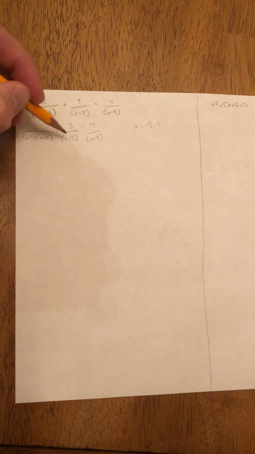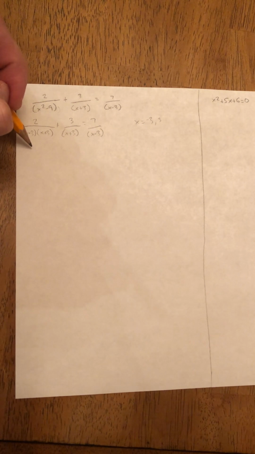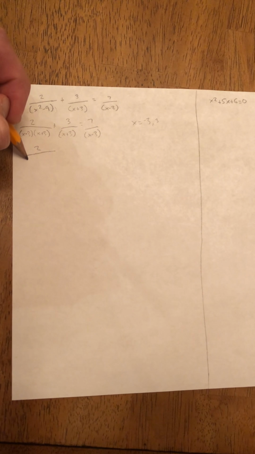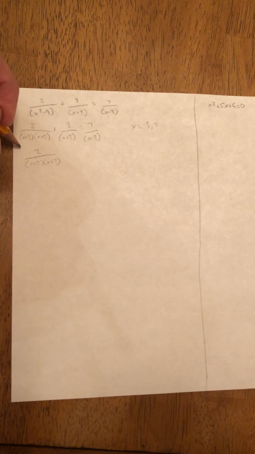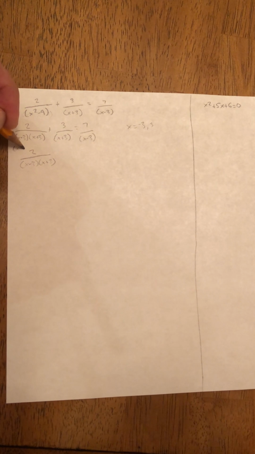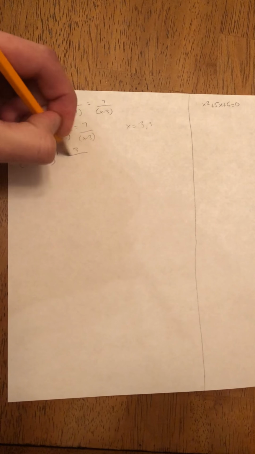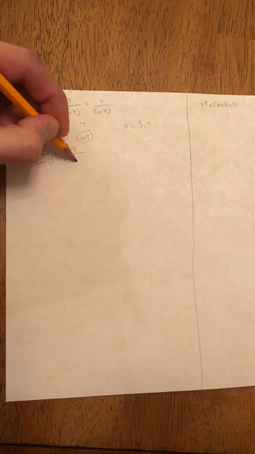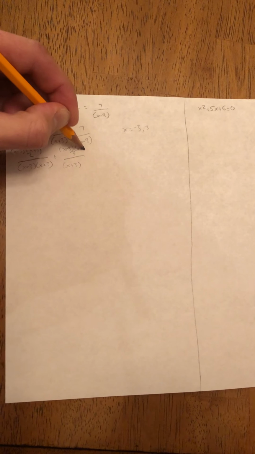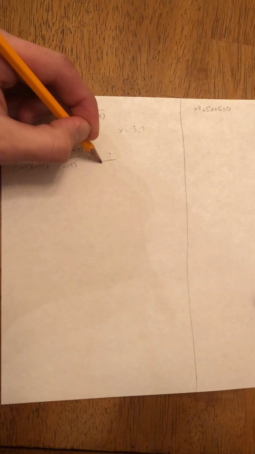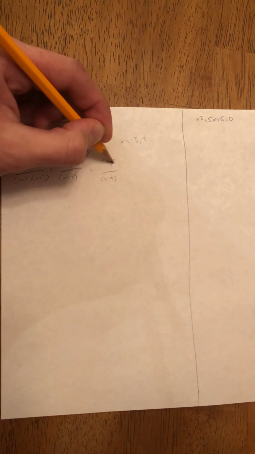So here I realize that I can make my common denominator (x minus 3)(x plus 3) to cancel out these terms. So 2 over (x minus 3)(x plus 3), I can multiply the top by (x minus 3)(x plus 3). Do the same with the other ones, 3 over x plus 3, and have the top (x minus 3)(x plus 3) equals 7 over x minus 3, and multiply the top by (x plus 3)(x minus 3).